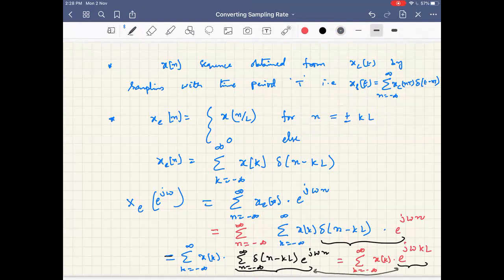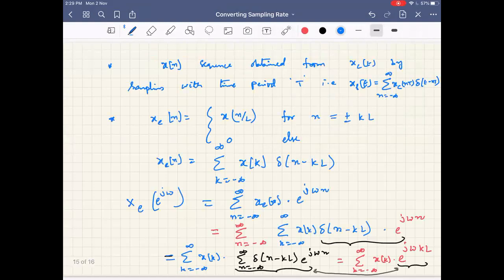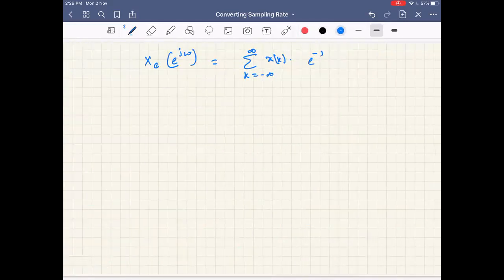Now we can write the final overall expression as X e of e power j omega equal to summation k equal to minus infinity to infinity of x of k into e power minus j omega k L. The minus sign is there everywhere, so it was missing here and we keep a minus.